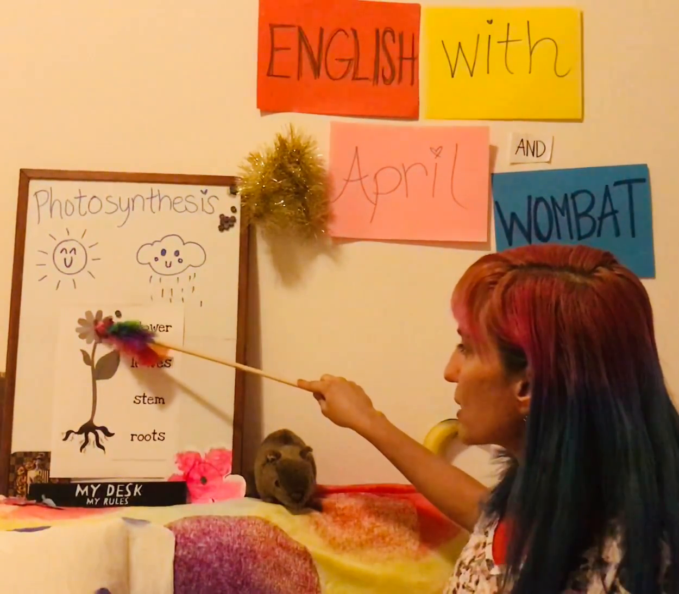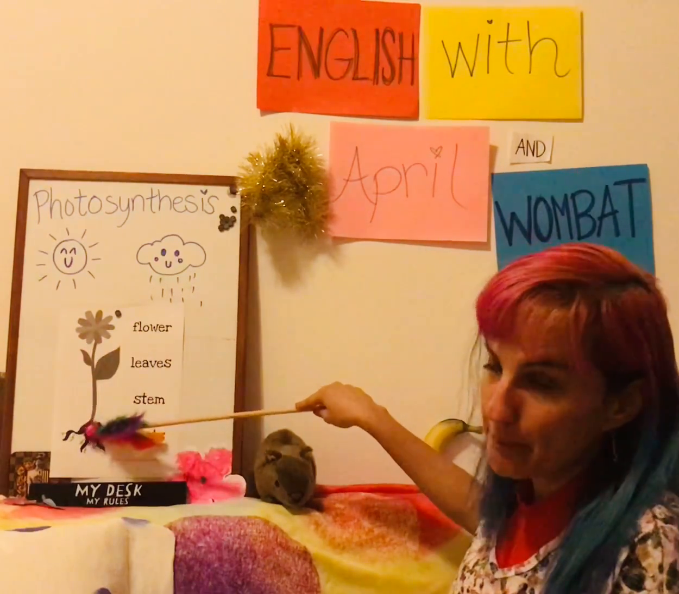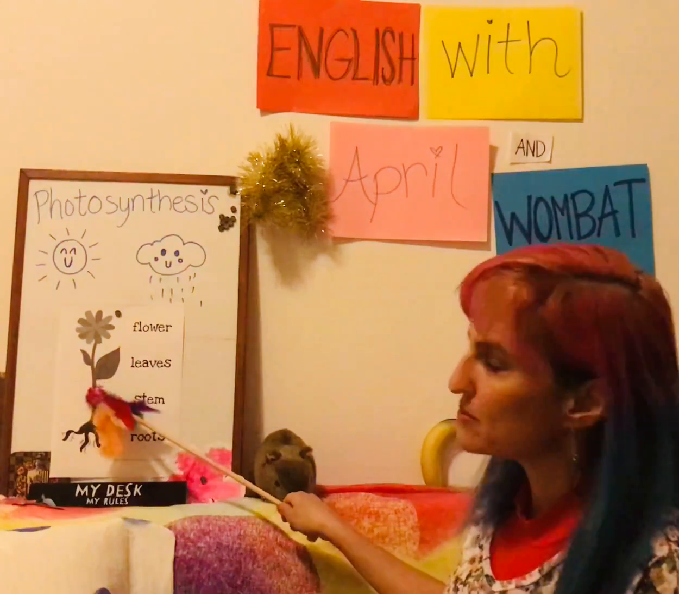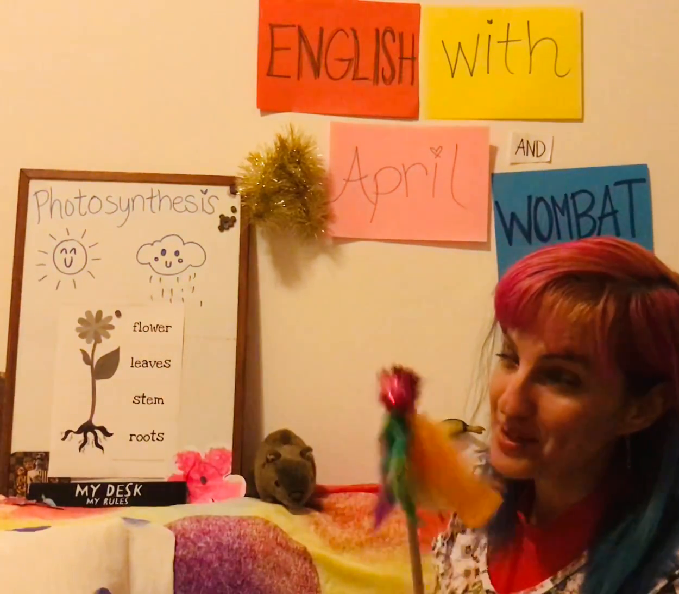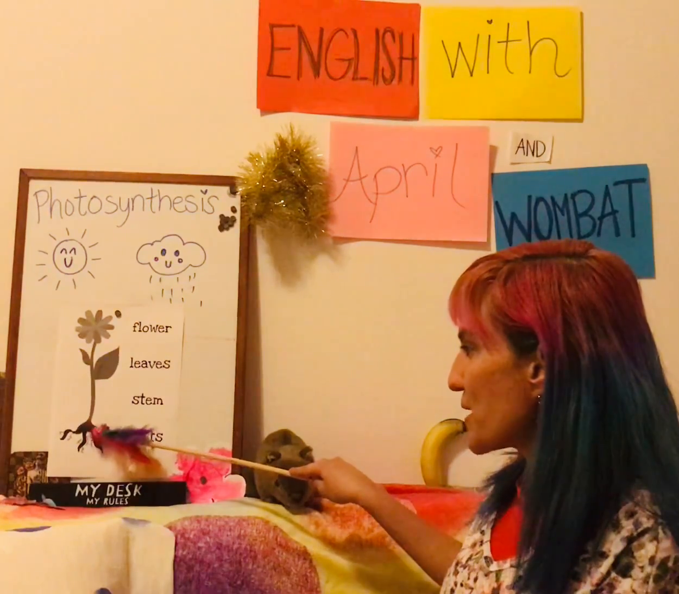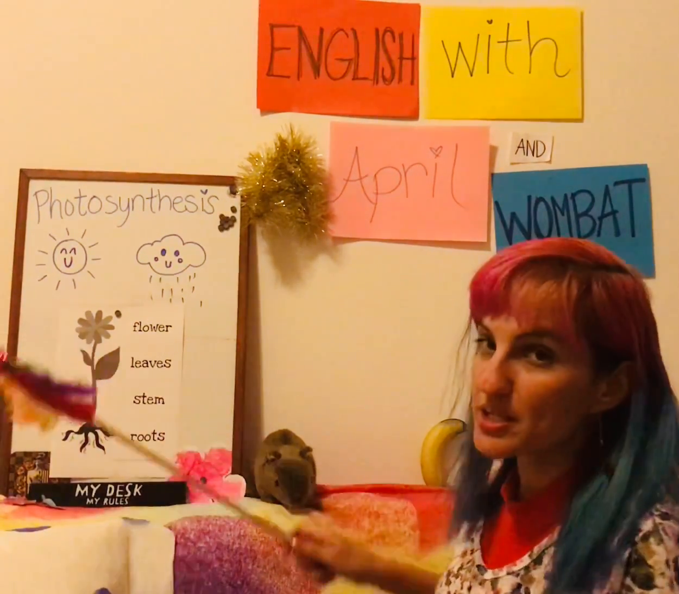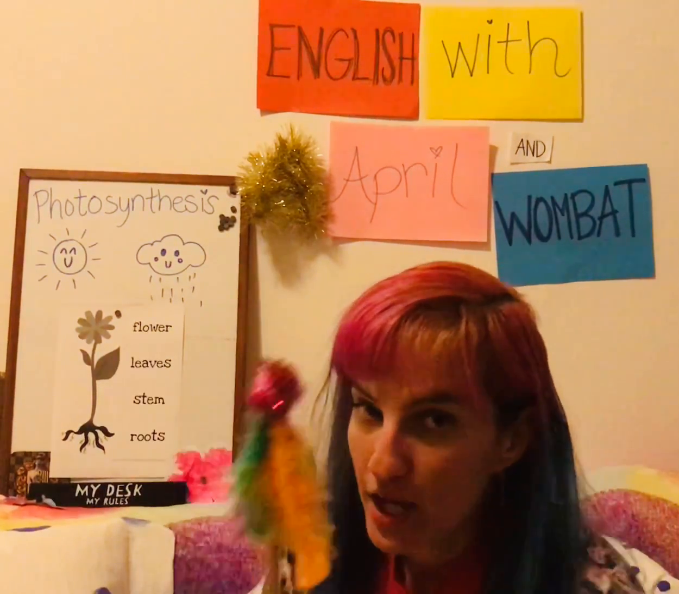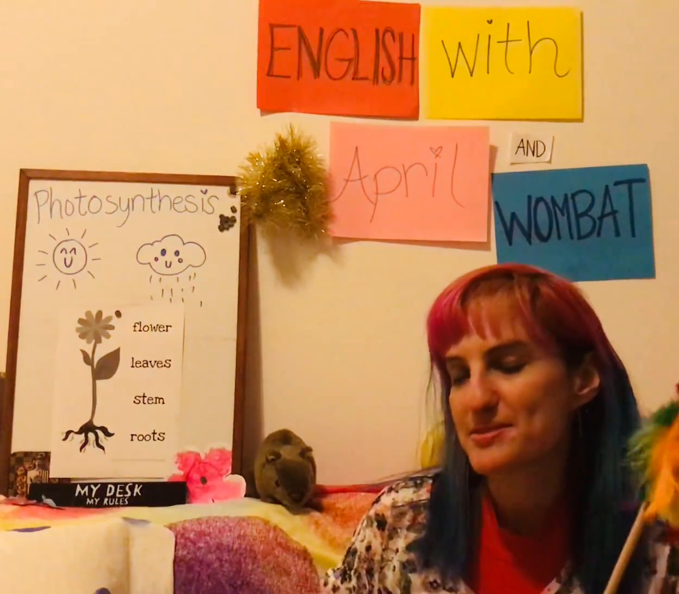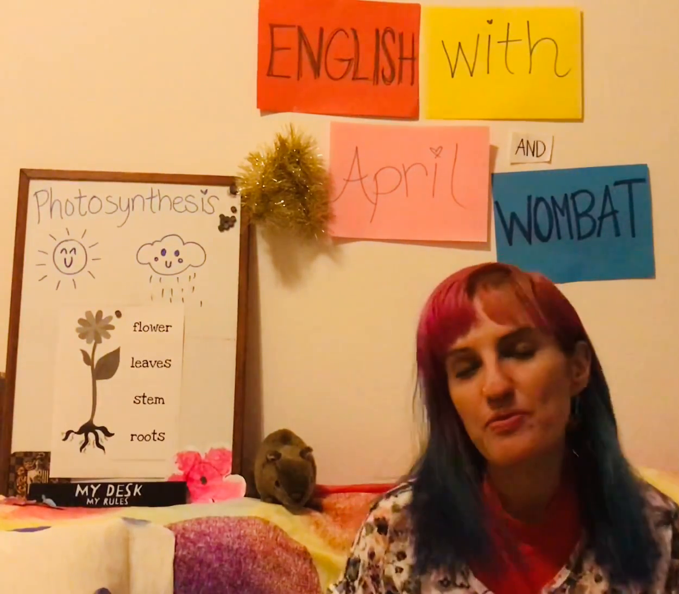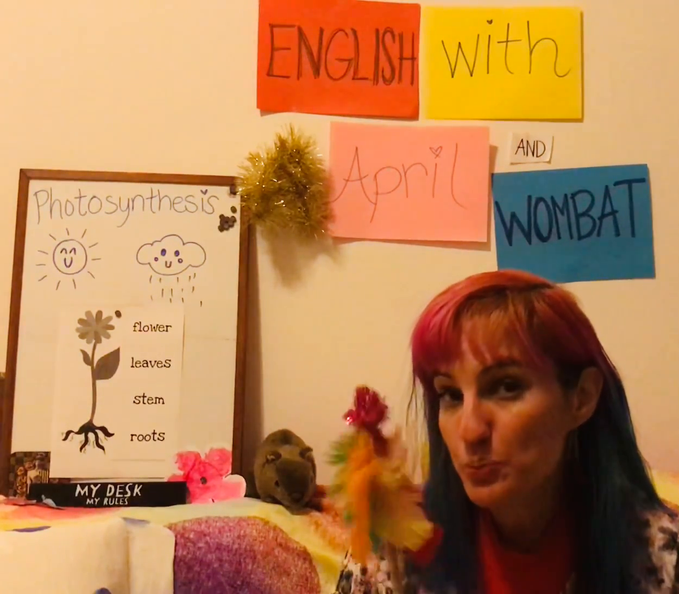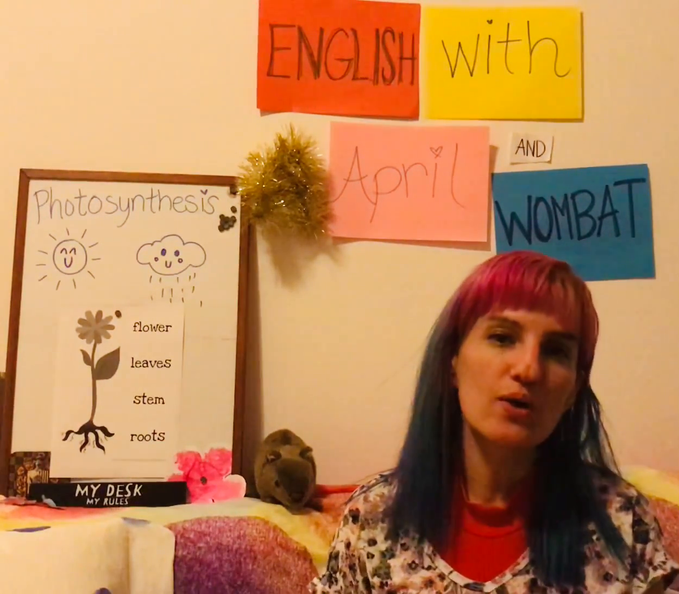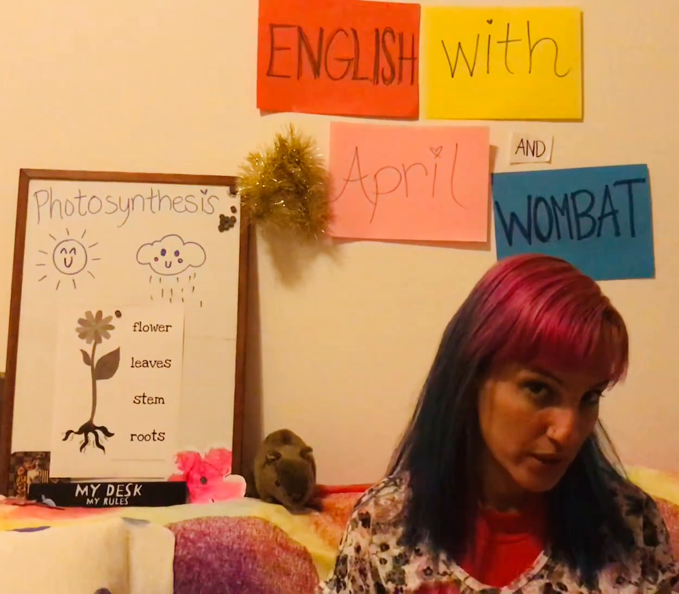The next part of the flower will be the stem. Growing out of the stem are things called leaves. Leaves are very important for photosynthesis as well. At the very bottom of the picture, you can see these special things that are growing under the ground in the soil, called roots. And roots are very important for plants as well. Now, photosynthesis is a very special process in which plants make their own food. Because of course, plants have to eat just like we do.